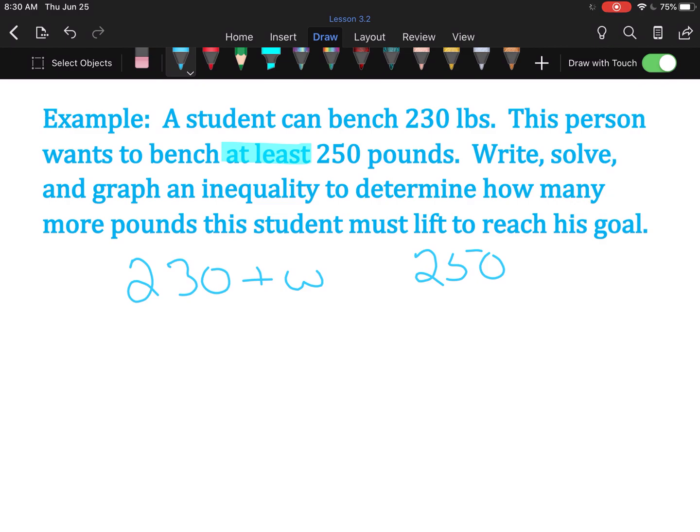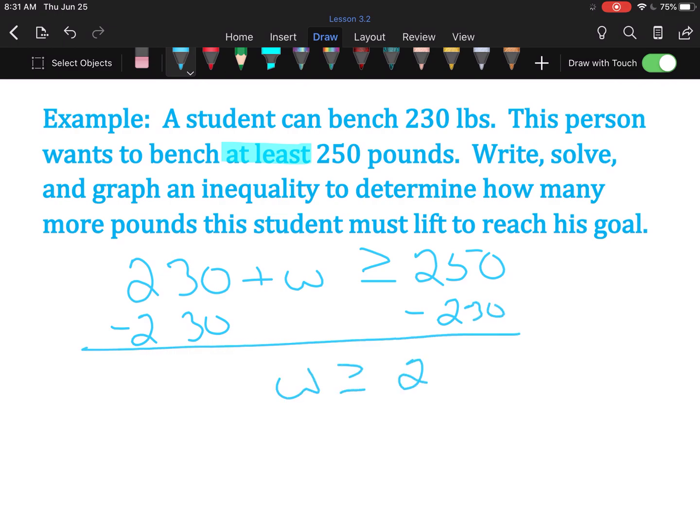At least means we want to bench 250 or more. At least means that number or more than that number. So that would be greater than or equal to. We want 250 or more. The tricky part is writing this inequality. Once it's written, subtract 230 from both sides because it's positive. W is greater than or equal to 20. And a quick graph, we throw down 0, we throw down 20. Greater than or equal to gets a filled in circle, arrow to the right.